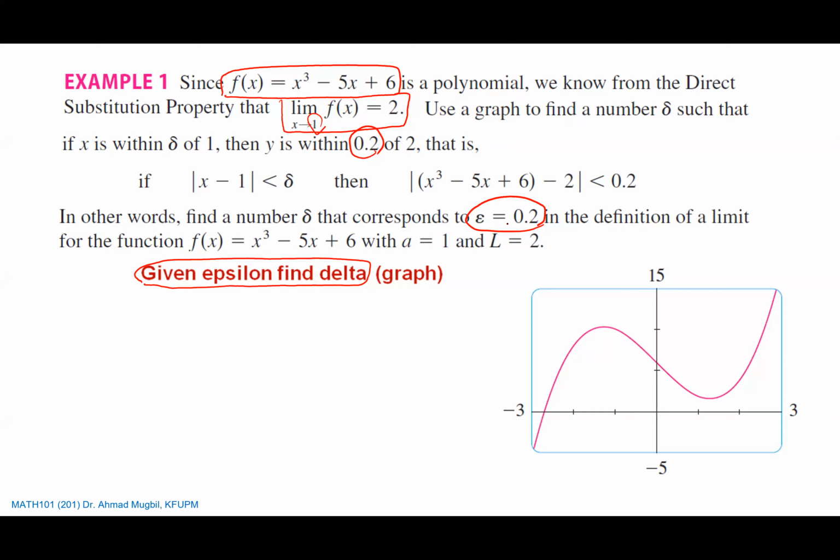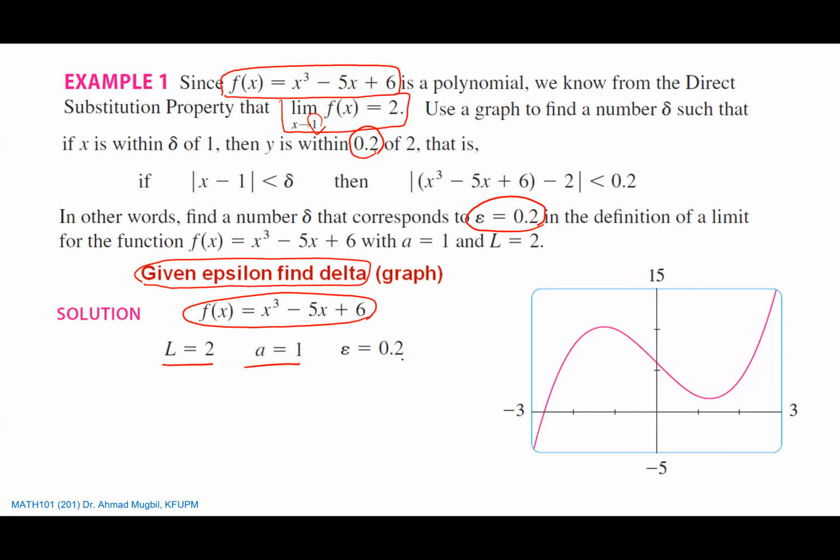Now, to start, you should identify your parameters. This is the function, this is L, this is A, and what we have more here is a given epsilon. Epsilon is given for us, it is 0.2. So what we need to do, ya shabab, is, of course, if the graph is given, you can use it if it is clear for you. It is not easy to use the function. It is a polynomial of degree 3. It is not easy to solve. So you have to use the graph here. And the graph will be clear for you if it is given.